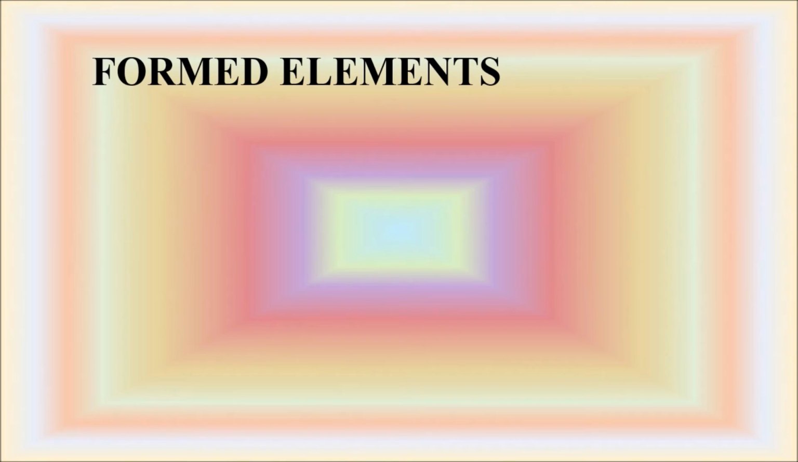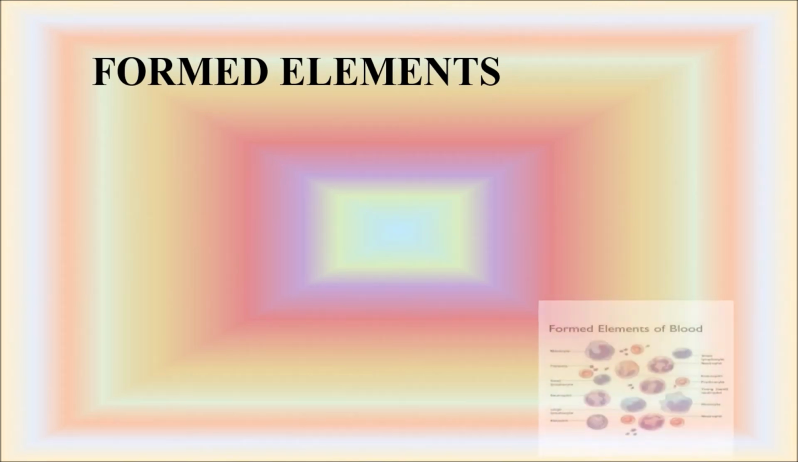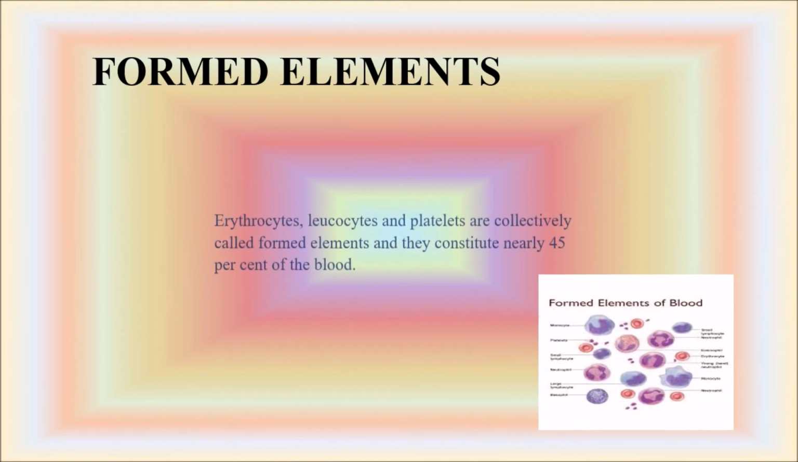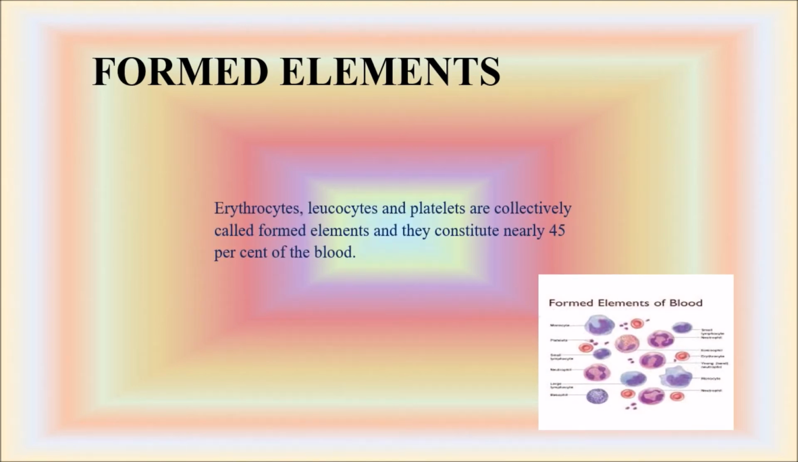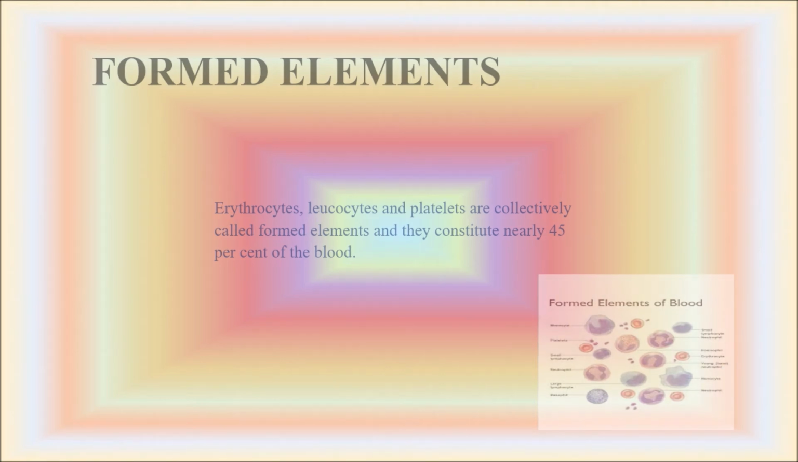Now, what are formed elements? Erythrocytes, leukocytes, and platelets are collectively called formed elements, and they constitute nearly 45% of the blood. Generally we see them as the cells of blood. These cells of blood are particularly called formed elements, as they are derivatives.